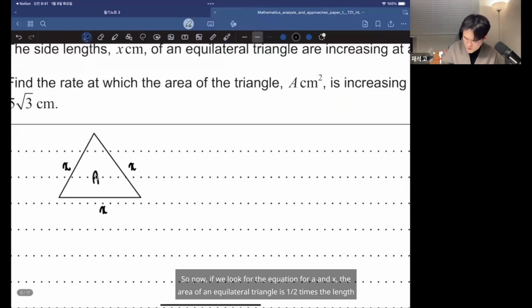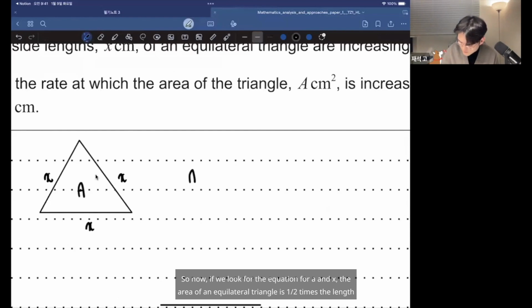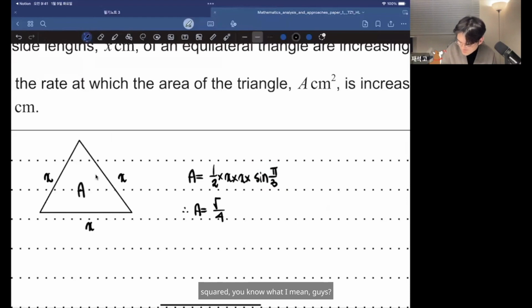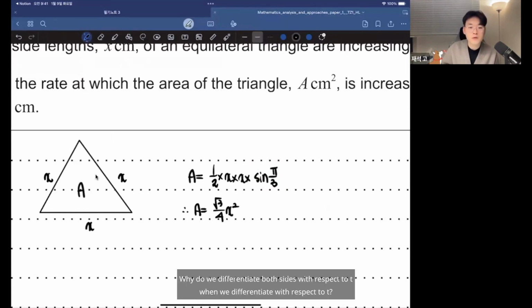So now, if we look for the equation for A and x, the area of an equilateral triangle is 1/2 times the length of one side times the length of one side times sin(π/3), which is equal to √3/2. Therefore, we know that the area of an equilateral triangle with a side length of x is equal to √3/4 times x squared. You know what I mean, guys? How do you expect to do this? Why do we differentiate both sides with respect to t?